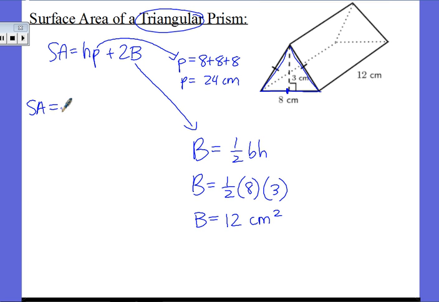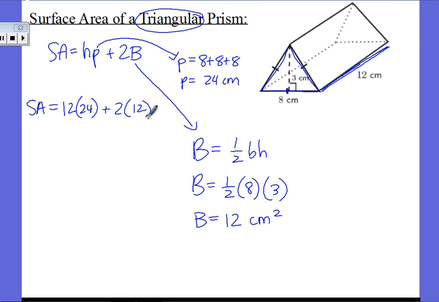So surface area equals the height of the entire thing is 12. Remember, this shape is turned on its side right now, so this is still considered the height of the shape, even though it's laying on its side. So 12 times the perimeter, which is 24, plus 2 times the area of the base, which is 12.